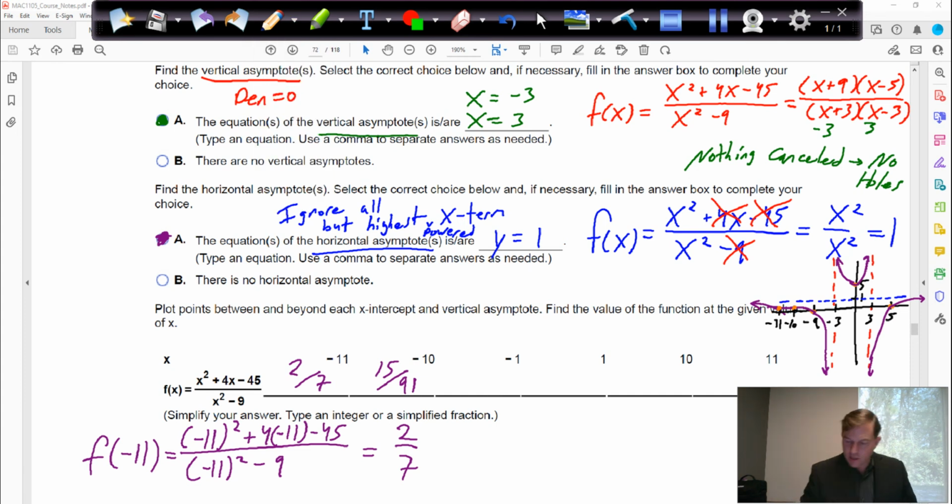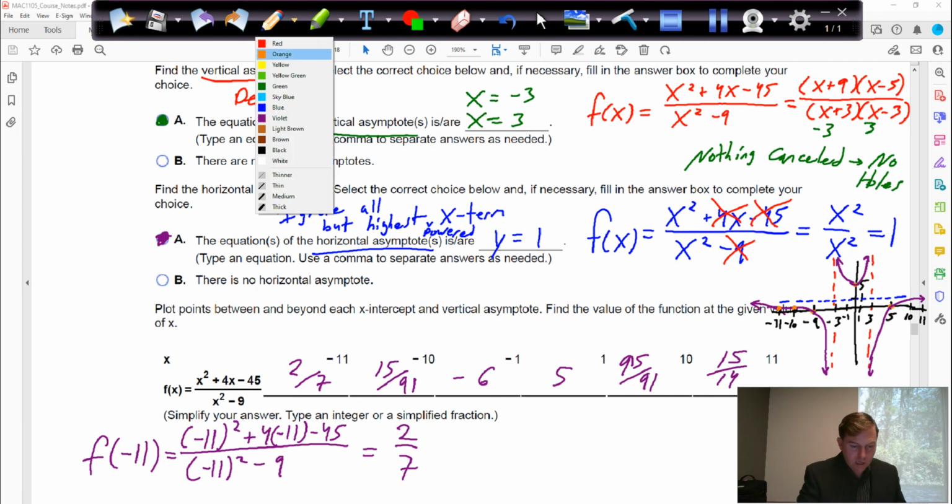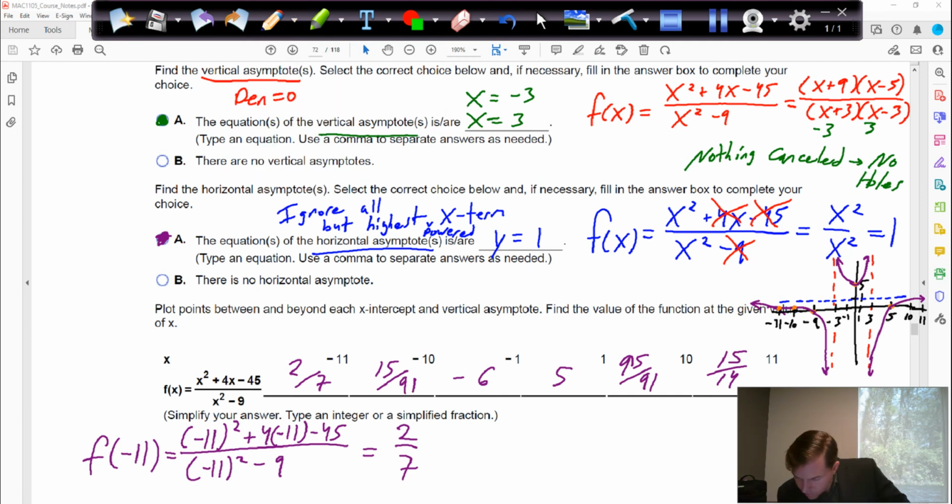Then they're going to give you -1, +1, and they're going to give us 10 and 11. So let's see what all these numbers give us. If you plug in minus 1 here, you will get minus 6. If you plug in 1 here, you'll get 5. If you plug in 10, you'll get 95 over 91, which is just slightly bigger than 1 because 95 is bigger than 91. And when you plug in positive 11, you'll get 15 over 14, which is also a little bit bigger than 1.